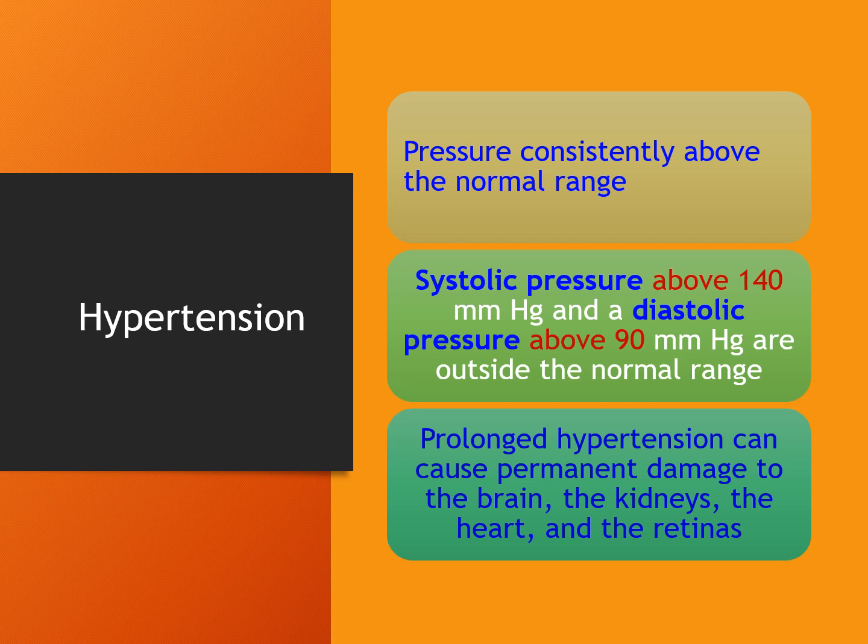Hypertension, that is high blood pressure, hyper, systolic pressure above 140 and a diastolic above 90. That is considered hypertension. Prolonged hypertension can cause permanent damage to your brain, kidneys, heart, and your retinas, your eyes.